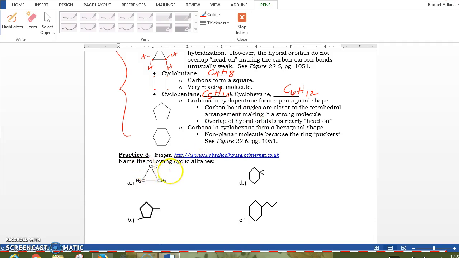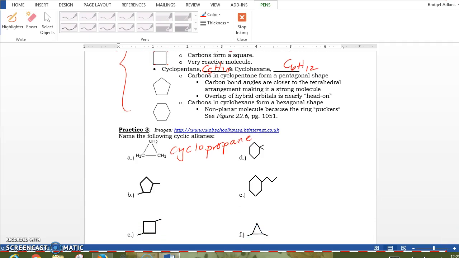So sometimes they'll show it as a picture, like if you notice in A, they've got the triangle, but they're also showing you how many H's there are. So that's a little bit less condensed than, say, this form that just has the shape. So this is just going to be called cyclo and meth-eth-prop. So cyclopropane. All right, moving down to B.